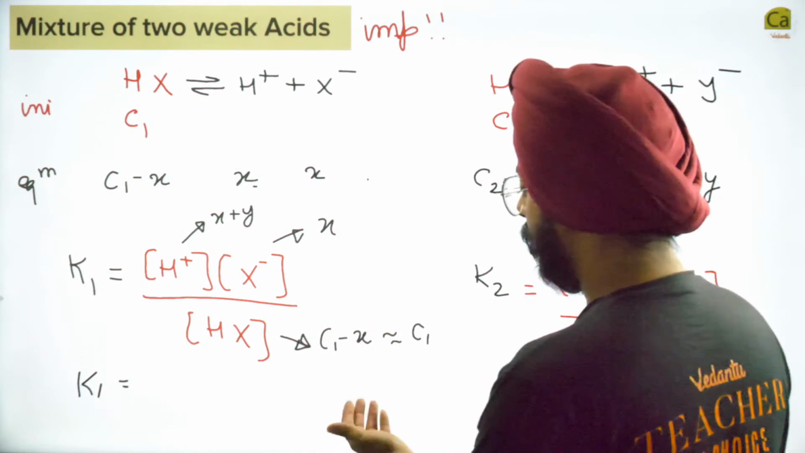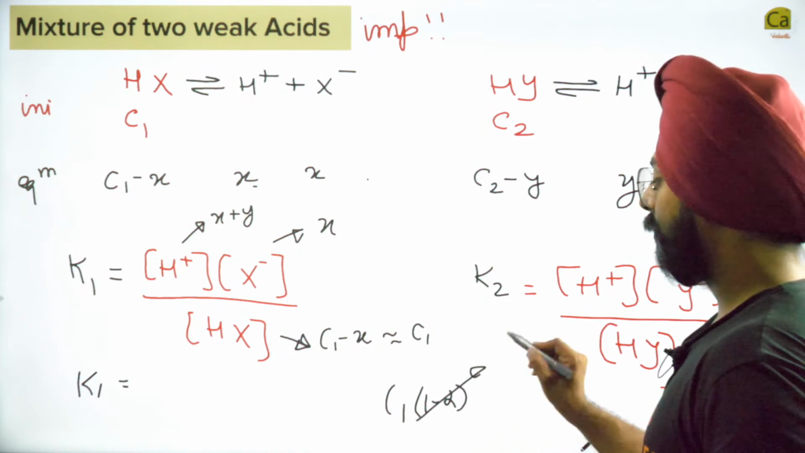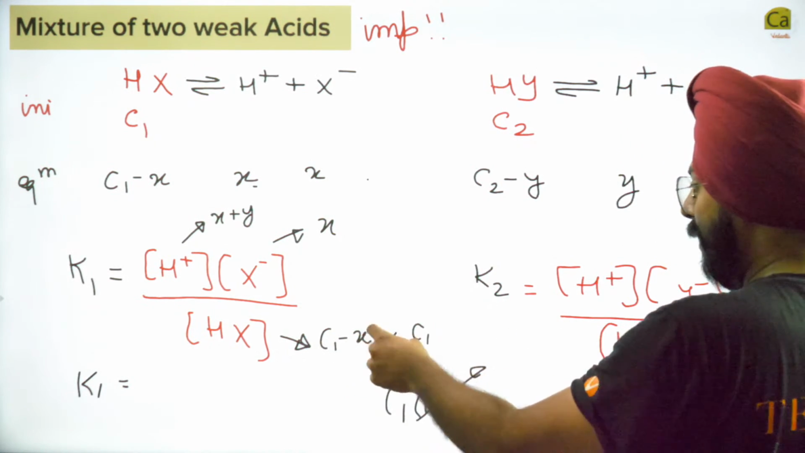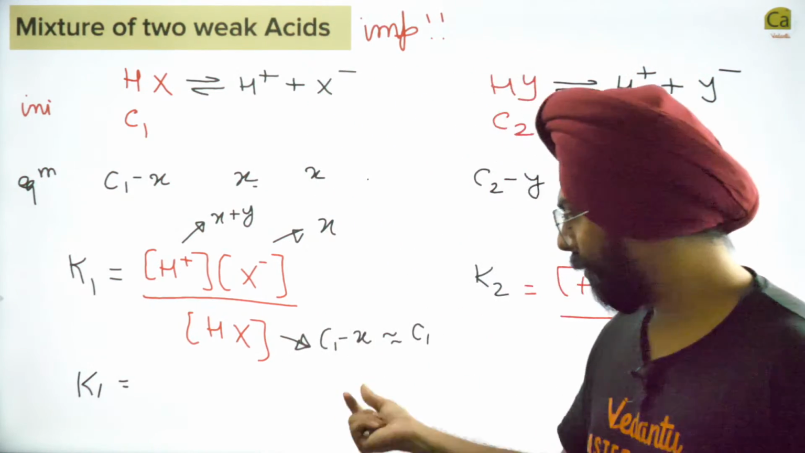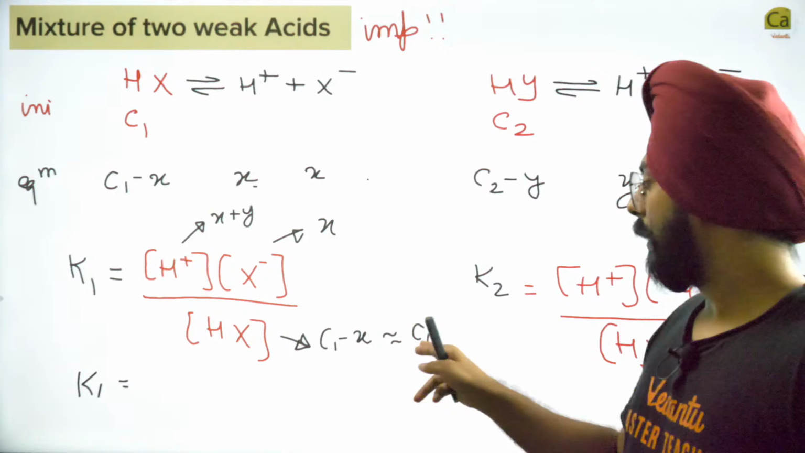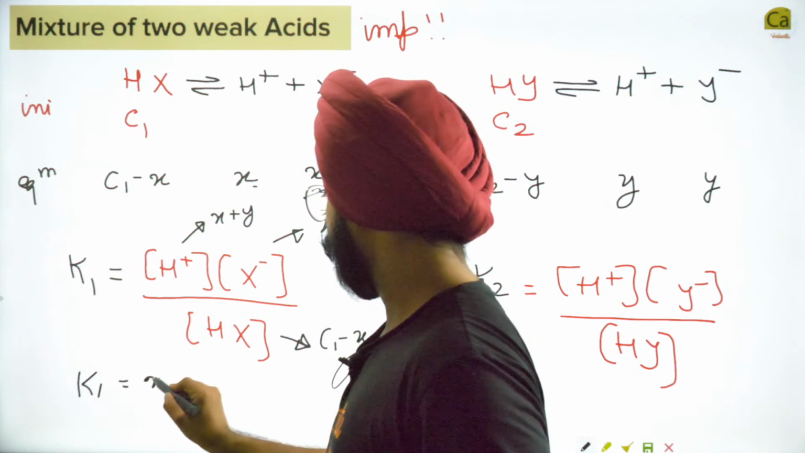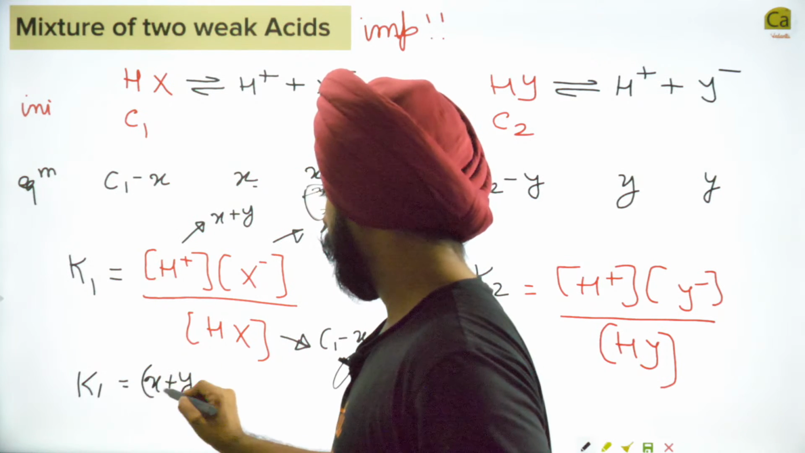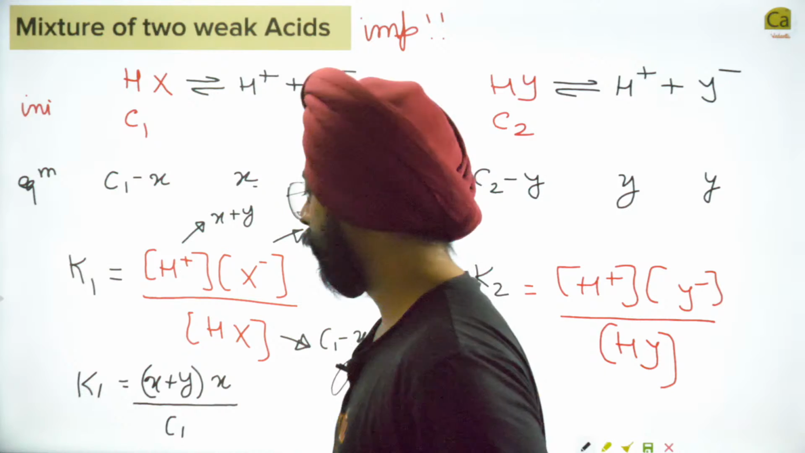Weak acid में नीचे क्या करते थे? We used to do C1 into 1 minus alpha, neglect alpha. So C1 minus X, since X is going to be a very small number because it's a weak acid, we can simply call it C1. ठीक है, तो यहाँ पे K1 क्या आ जाएगा? X plus Y into X divided by C1.